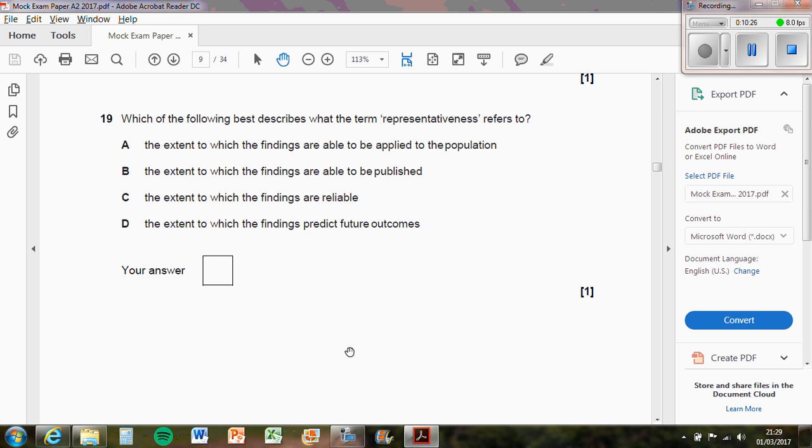And then 19, which of the following best describes what the term representative refers to? Well, it's the first one. The extent to which findings are able to be applied to the population. Does the sample represent the population? If it does, then you can generalise the findings to the population as well.